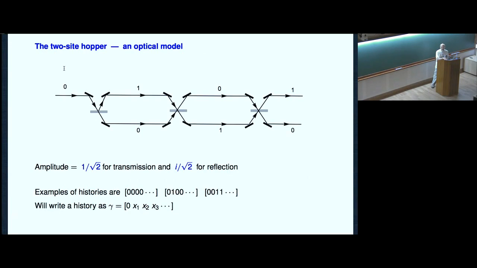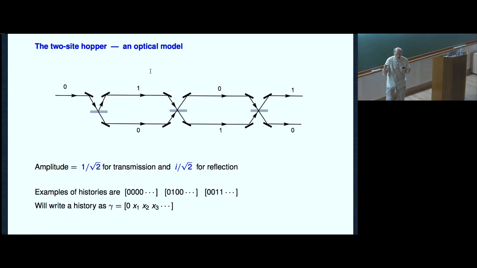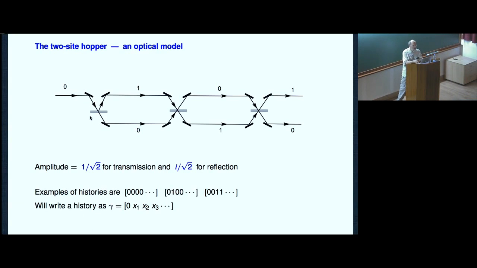And this setting is what I've called the two-site hopper. The name means: imagine some system that can only be in one of two places, and time is also discrete, and at each moment of time it either stays where it is or it hops to the other place. That's the two-site hopper. Here's an optical model for that. It's made, as you can see, of beam splitters, and a photon, let's say, and mirrors. Mirrors are the dark rectangles.